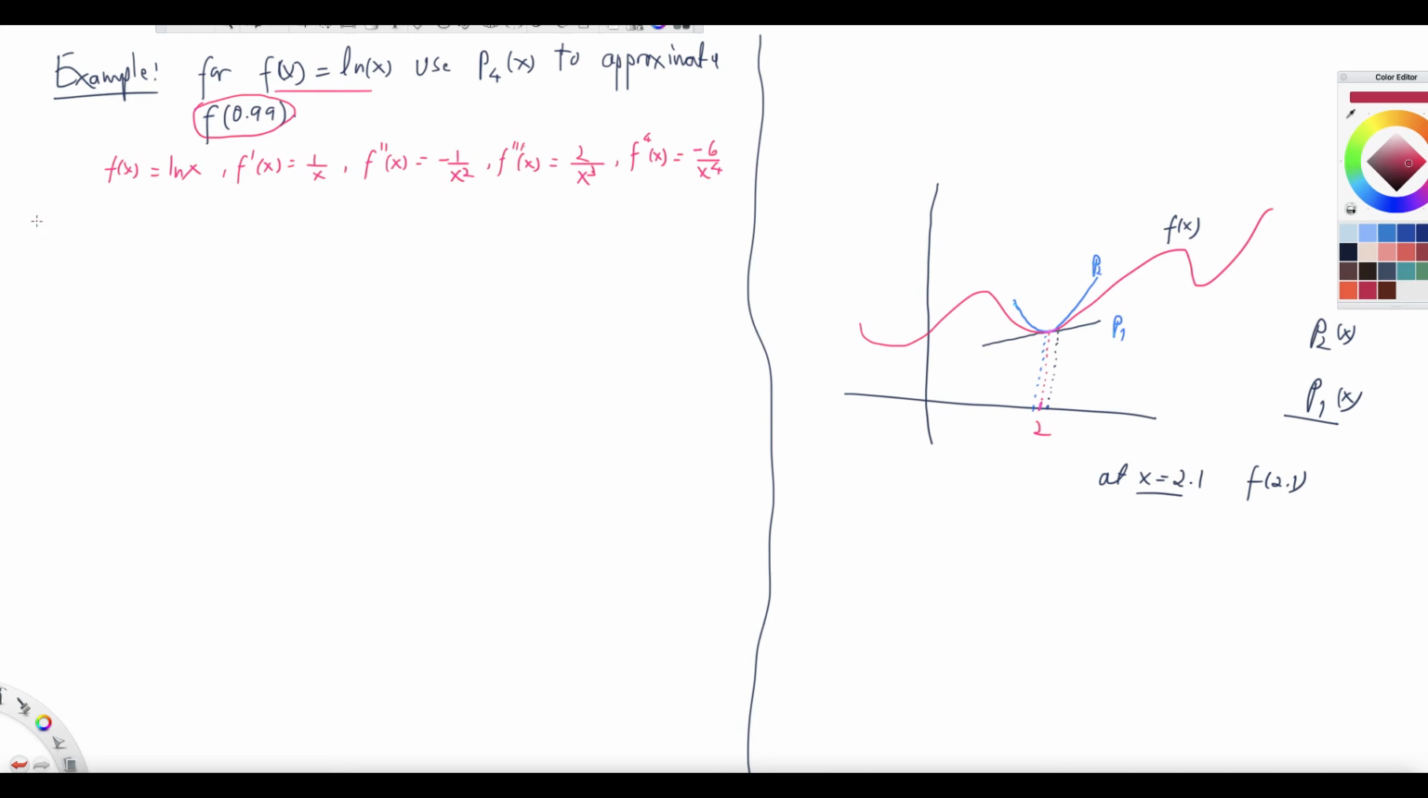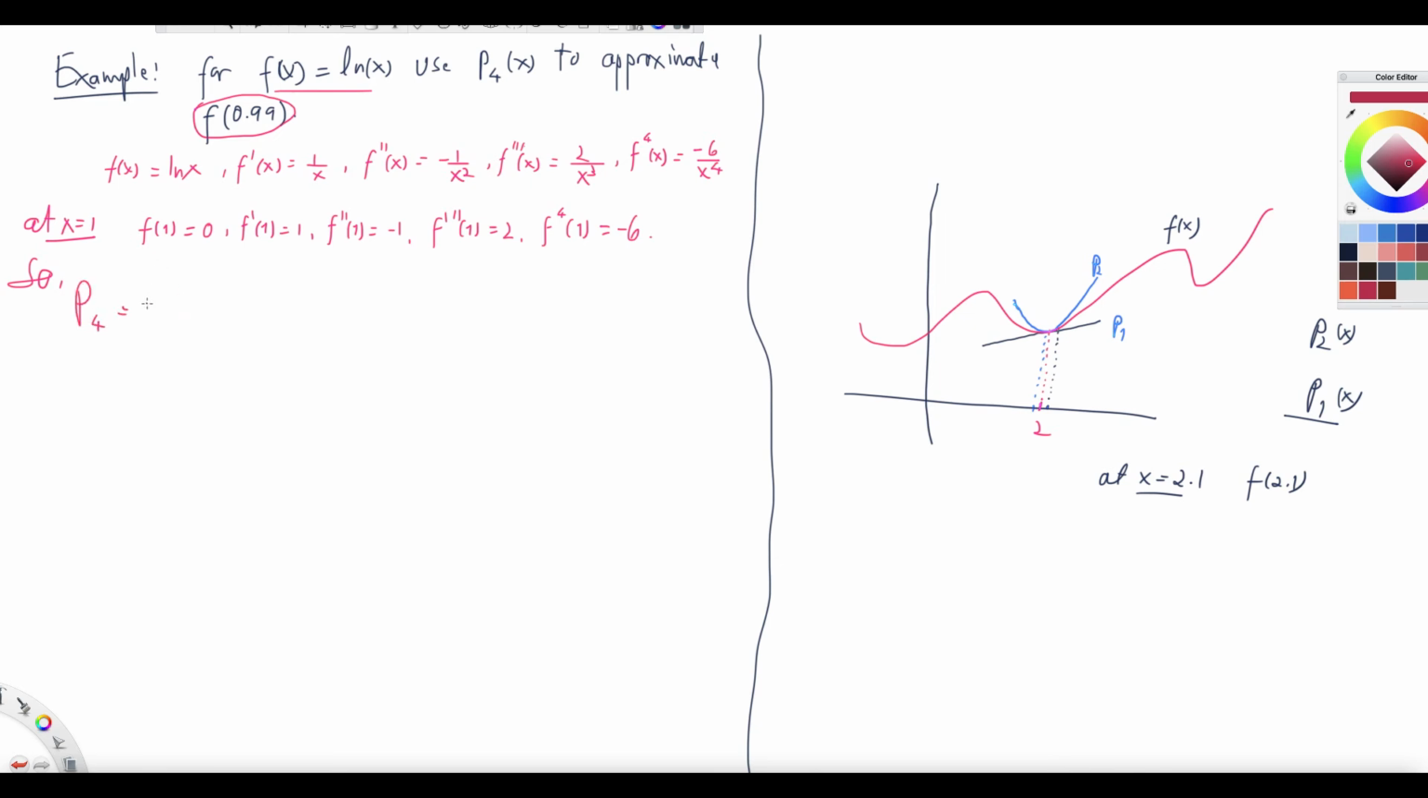So at x equals 1, which is c, f at 1 is equal to what? You get 0, and f prime at 1 is equal to 1, f double prime at 1 is equal to negative 1, f triple prime at 1 is equal to 2, f fourth derivative at 1 is equal to negative 6.